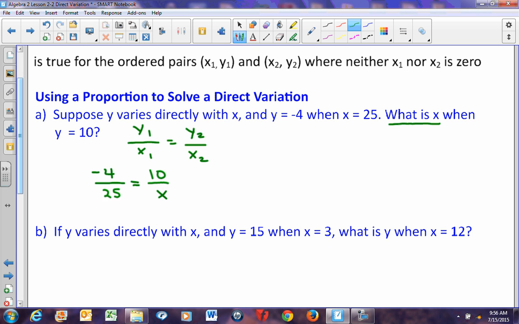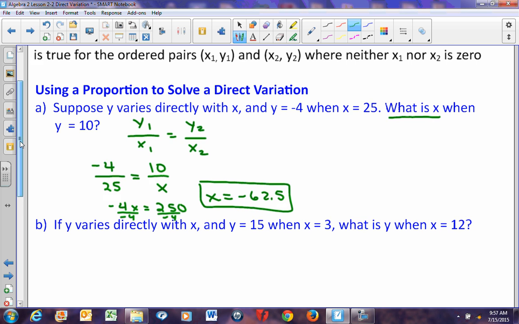Now I just cross multiply to solve this proportion. So I get negative 4x equals 250. Divide by negative 4, and x will equal negative 62.5. And that's what x equals when y is 10. Simple enough. Let's look at another one.